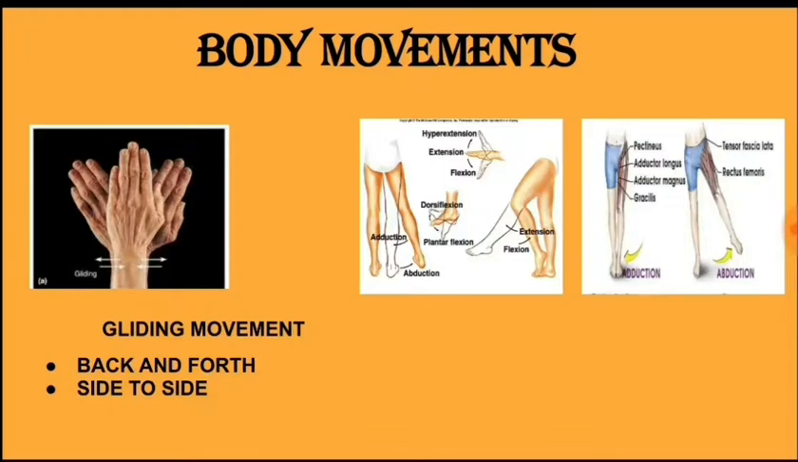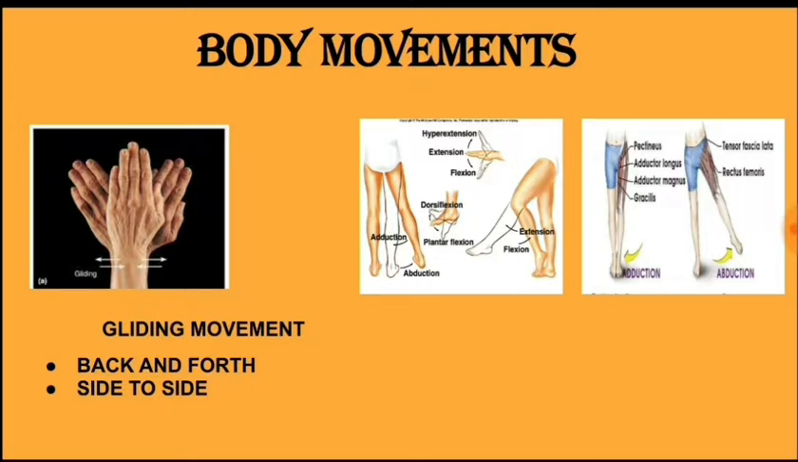Now we have seen the location, and now we'll be moving on to the body movements that are observed in the human body. I've put a picture of a gliding movement. Now I want you to face your palm in front of you and move it sideways. When you move it sideways as shown in the picture, it is called a gliding movement, as well as back and forth, that is front and back. So that is called a gliding movement.